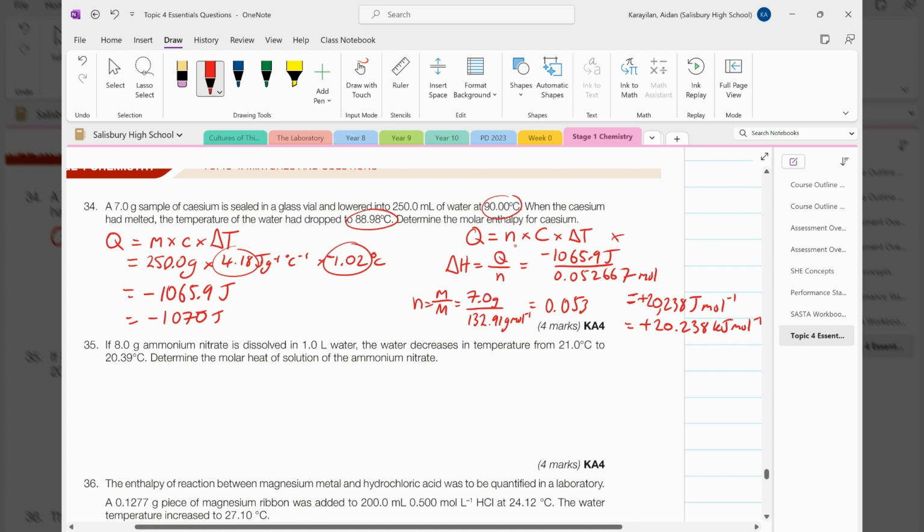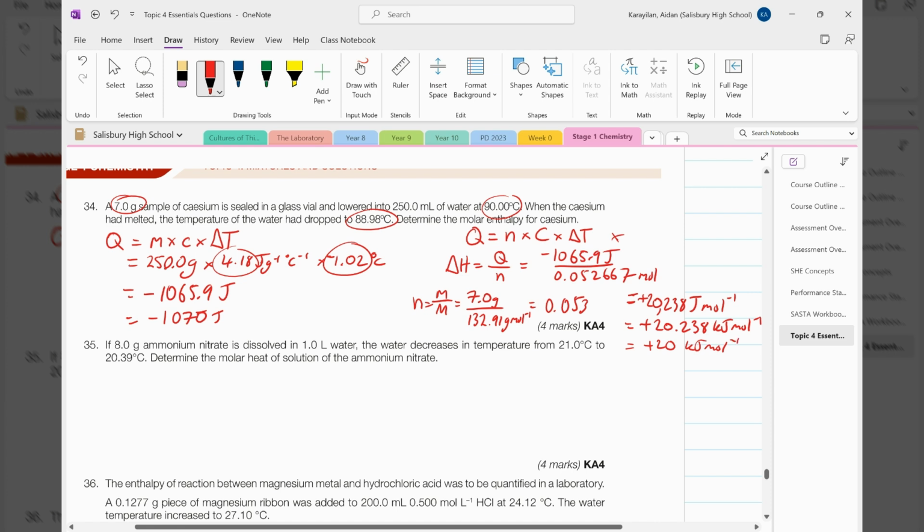And lastly, to correct to the right number of significant figures, this is a bit tricky. Our Q and n have lots of numbers there, but our mass was only known to two significant figures, so we're still going to be limited by the accuracy of our mass. So we're going to have two significant figures, which gives us positive 20 kilojoules per mole.